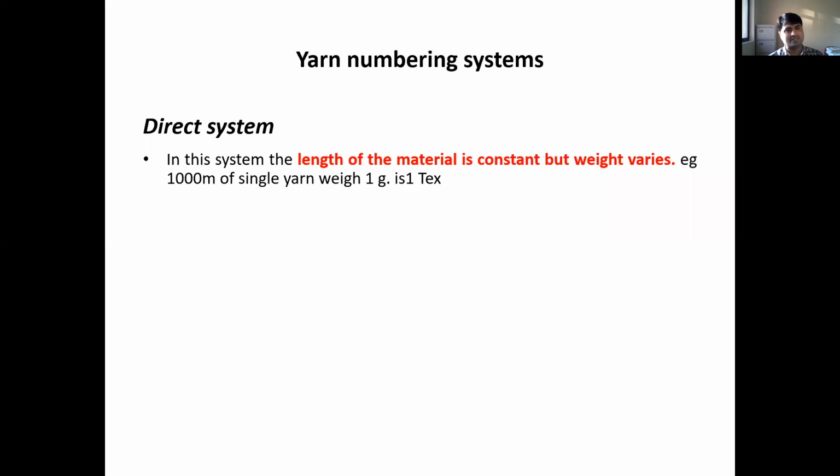So the first one is direct system. In direct system, the length of single yarn, that is 1000 meter, having a weight of 1 gram. 1000 meter of single yarn having a weight of 1 gram. That means it is one tex.